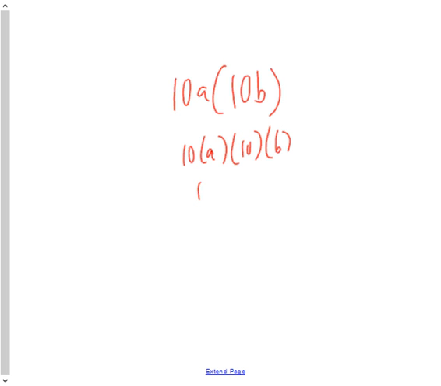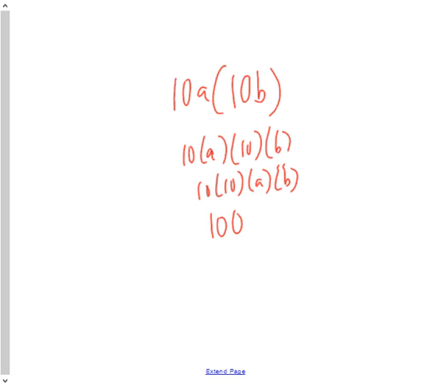Likewise, if you had something like 10a multiplied by 10b, that's a monomial multiplied by a monomial. And in this case, again, just like before, you could go 10 times a times 10 times b, which would then be 10 times 10 times a times b. And 10 times 10 would give you that 100 coefficient.